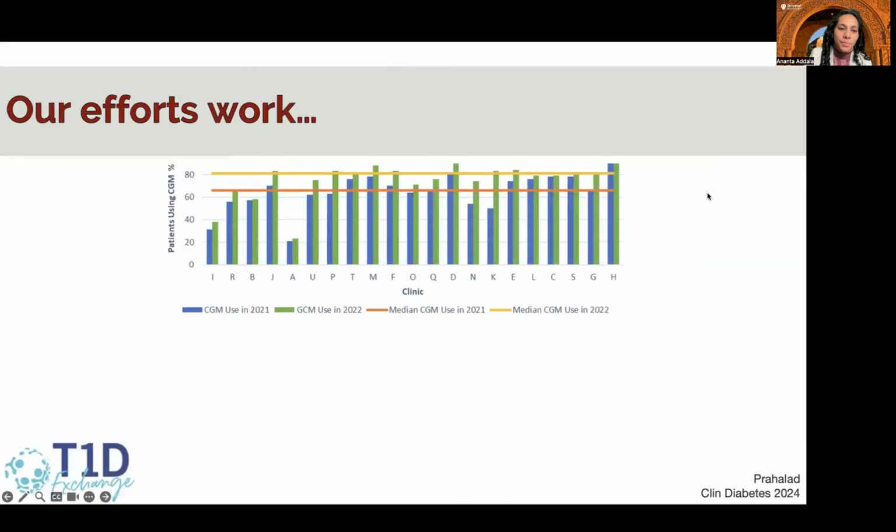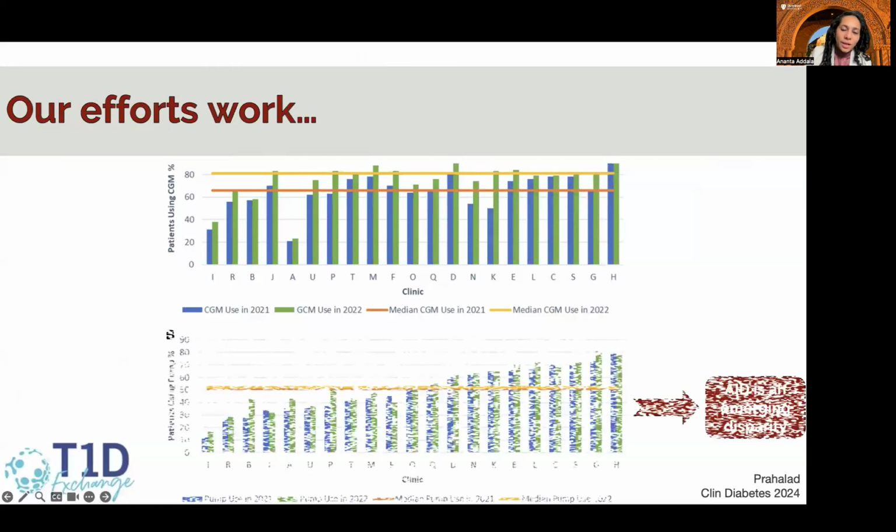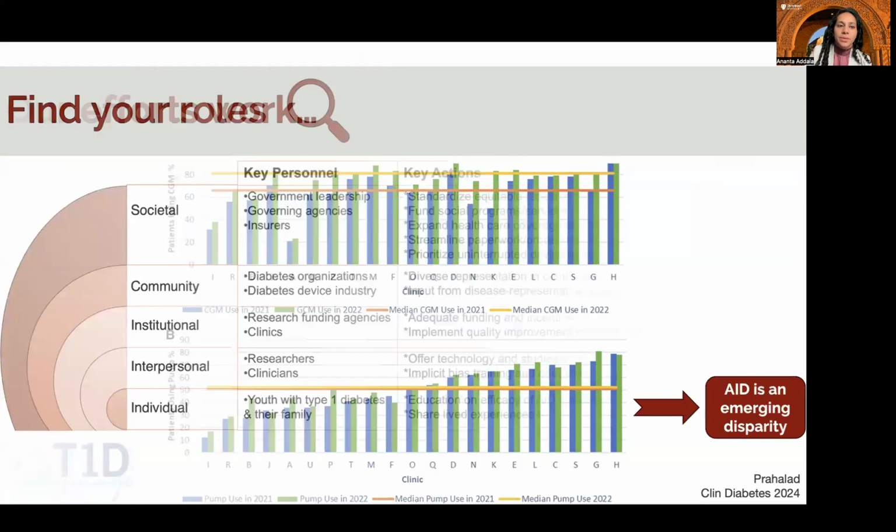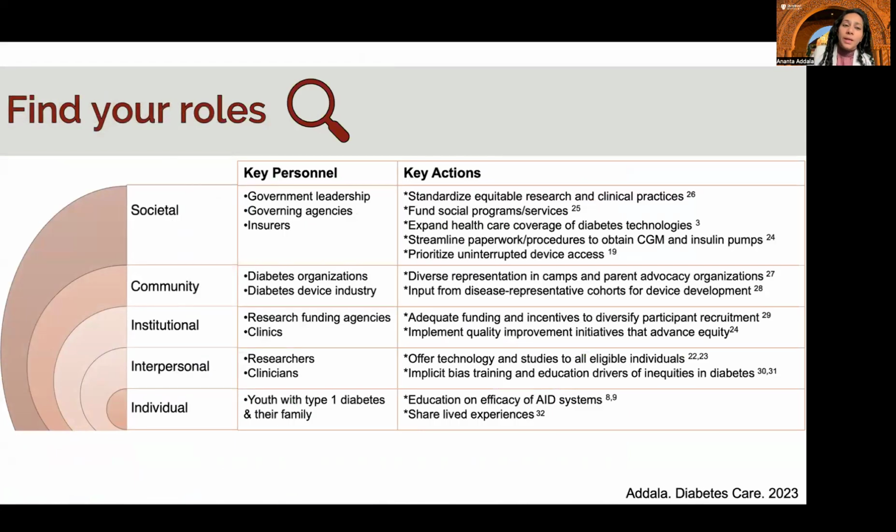Almost a 20% improvement. But I also want to underscore that there's been no efforts done in pump use, and AID use is clearly an emerging disparity. So it's important we don't just focus our efforts on CGM, but that we also start transitioning it into AID use. So I'll start by closing by saying, there are many roles that we all hold, and I've only covered a few of the strategies.